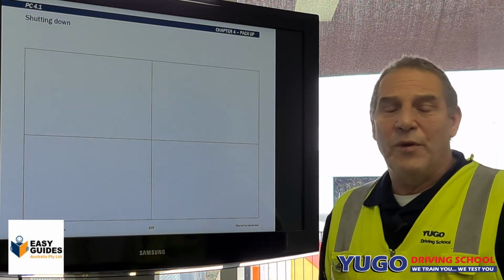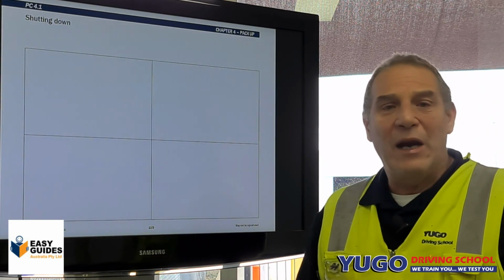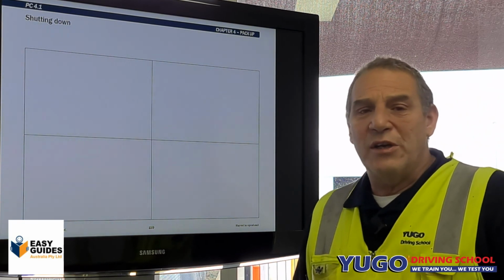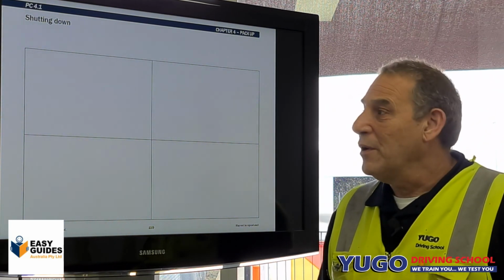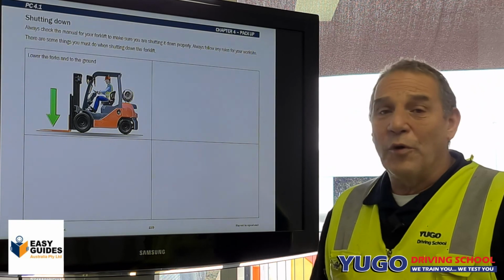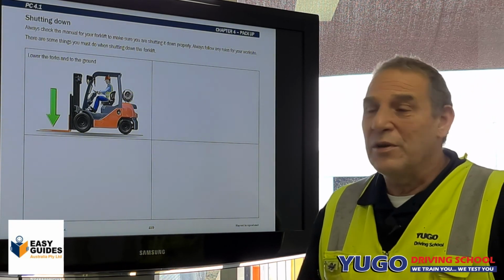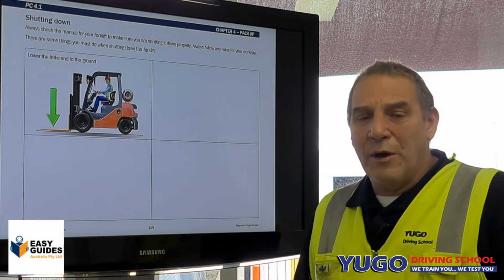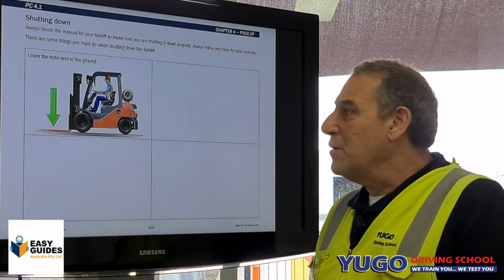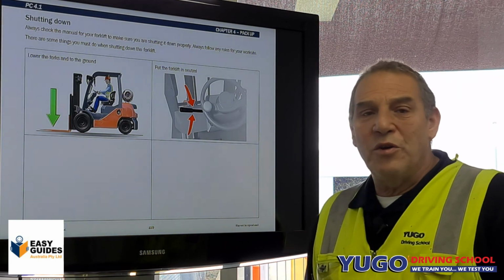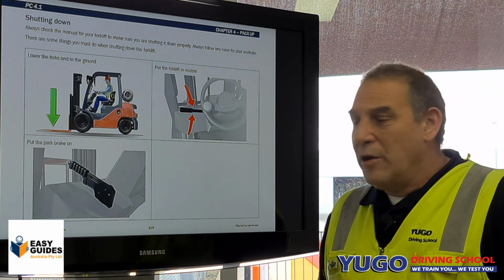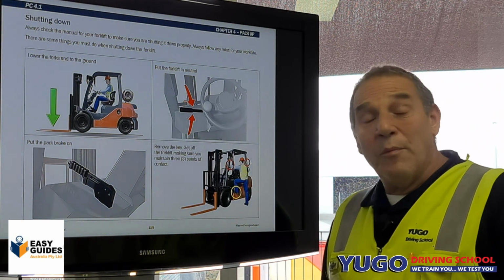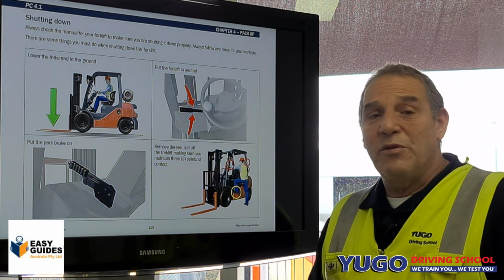Shutting down. Although I have covered shut down in a later video, there is a basic procedure in shutting down your forklift. You want to park your forklift in a safe location first. Next, you lower your forks to the ground. You want to minimize any trip hazards. You put your truck in neutral. You put your handbrake on so your forklift doesn't roll away, and remove the key and dismount your forklift.